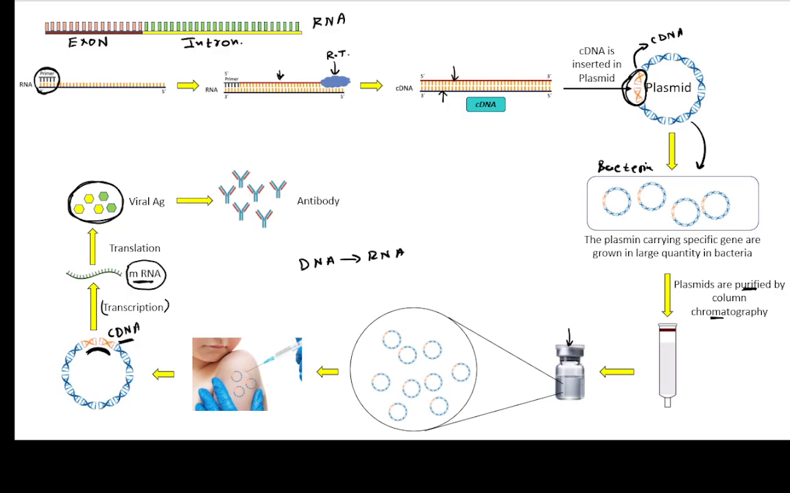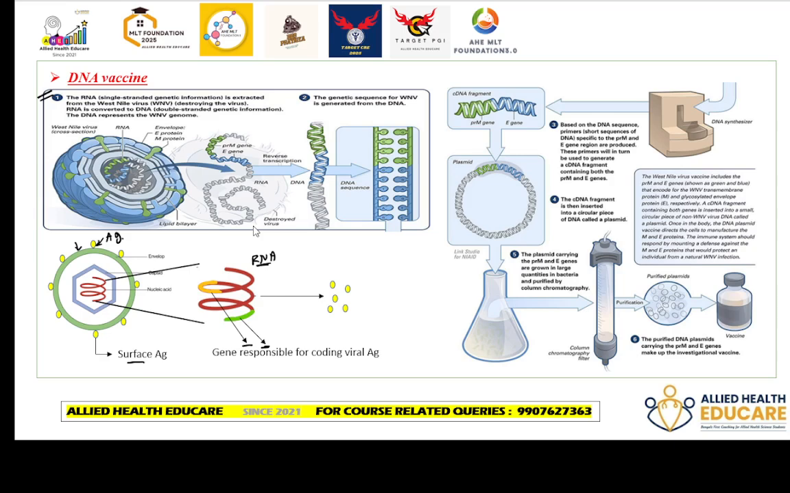In the case of other vaccines, like live attenuated vaccine or toxoid vaccine, we inject the antigen itself. But here we are making the immune system activated by inserting the genetic material, and finally the genetic material will produce the viral antigen, and against the viral antigen the immune system will be activated and B cells will produce antibody. So this is the summarization of the total process.